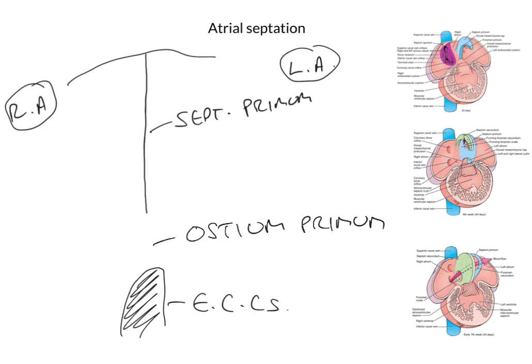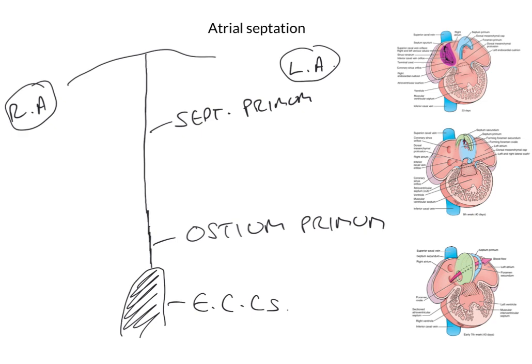Now, septum primum continues to grow, and what that means is that ostium primum gets smaller and smaller. And if ostium primum were eventually to disappear due to the continued growth of septum primum, we would have a big problem, wouldn't we?